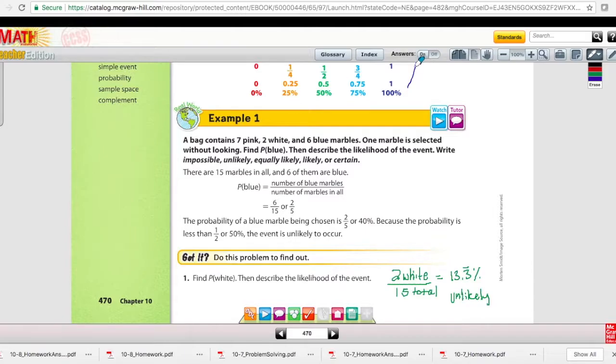For got it number 1, we're going to find the probability of pulling out a white marble. Well, there are 2 white marbles out of 15 total. 2 divided by 15 is 13.3%, and that is unlikely.